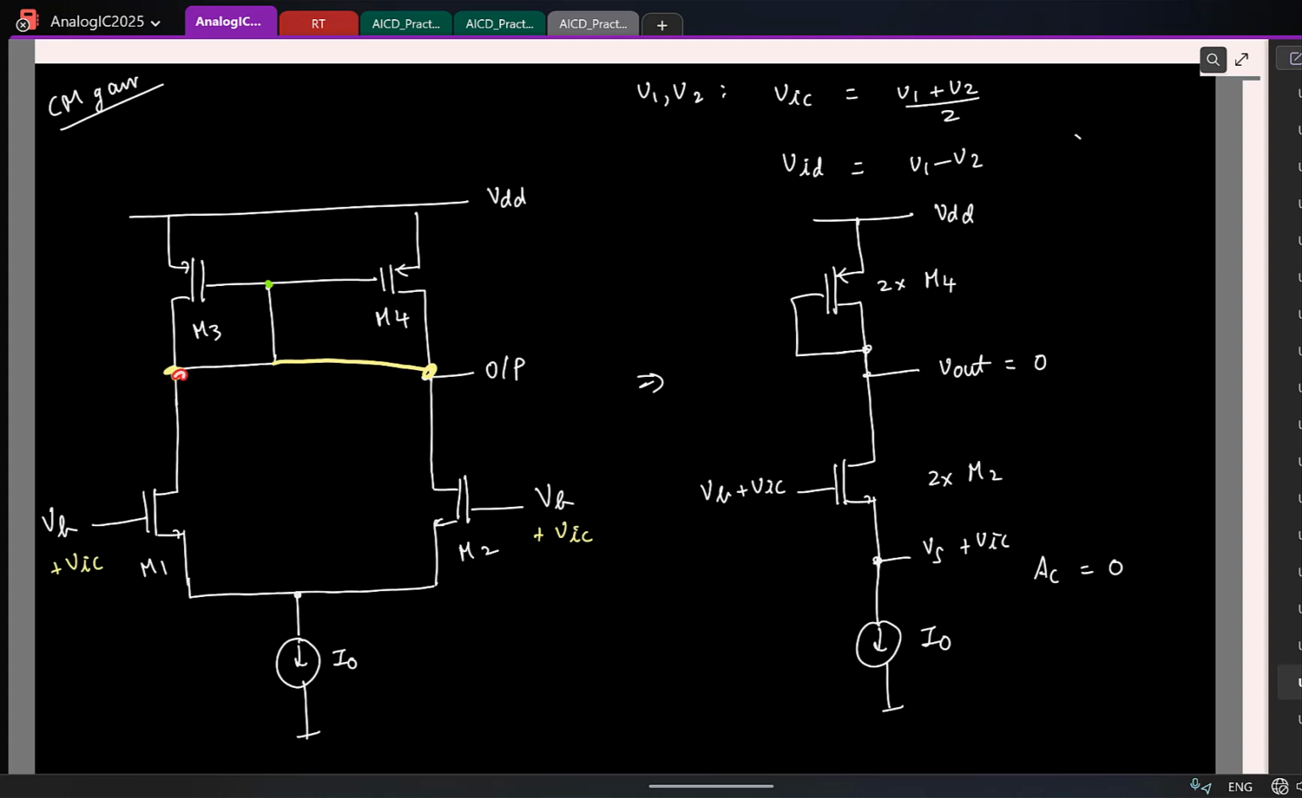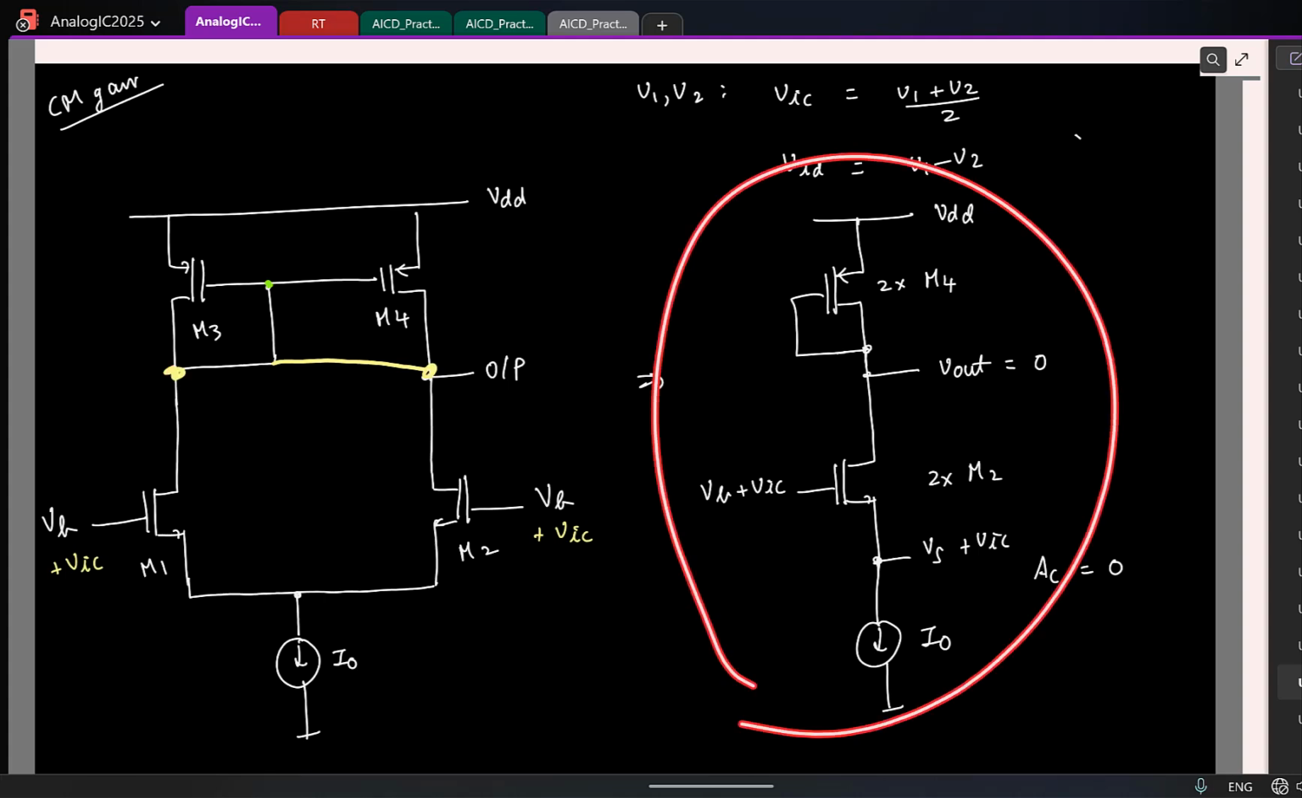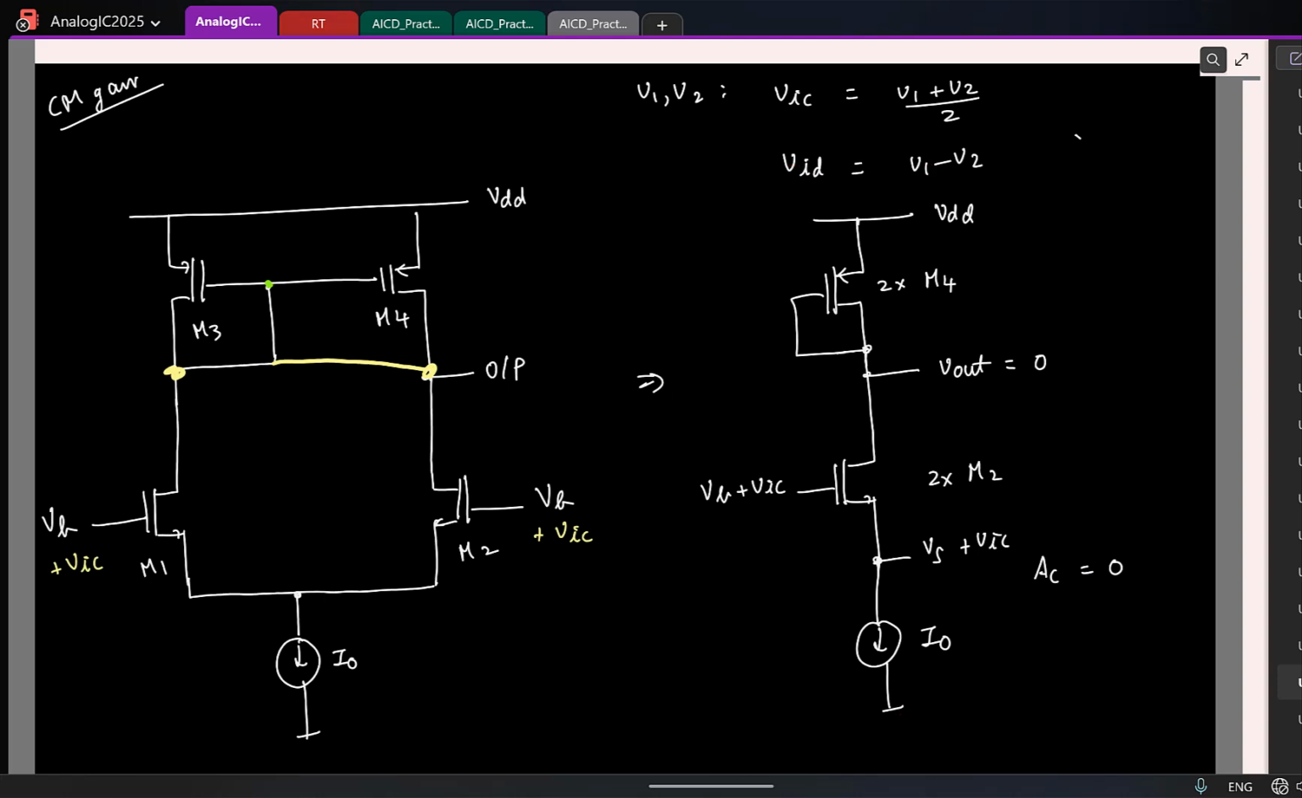So here itself, we made an observation that these two potentials will be equal, so I can short it. So this is the simplified circuit, because the current throughout is constant. Yeah, that's all.